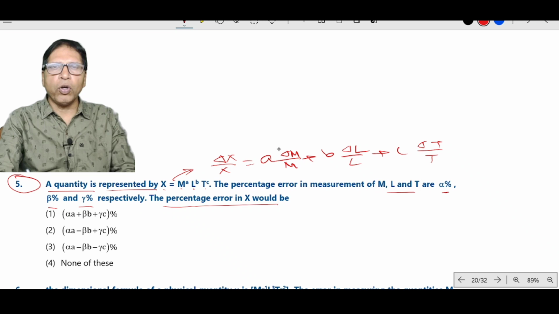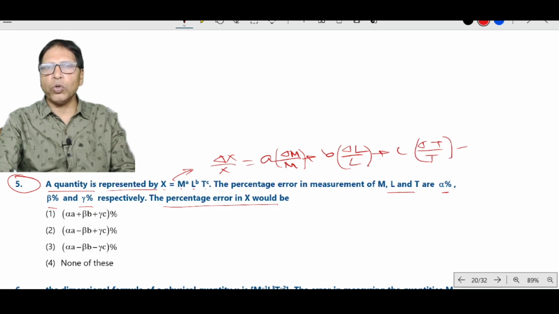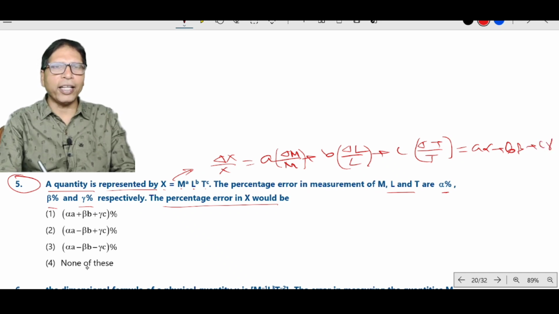Okay. Now look at this. The relative error of m is alpha. Relative error of l is beta, and this is gamma. So look at this. This is a alpha plus b beta plus c gamma. Okay. Look at this. Option A is correct. That is option 1 is correct.